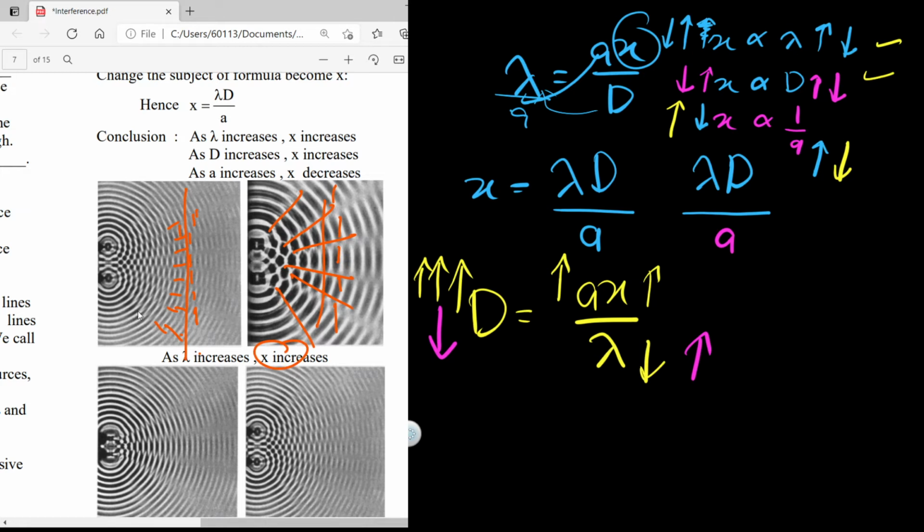Where is lambda? You can see here lambda is the distance between crest and crest, trough and trough. Here it is longer, right? So as lambda increases, X will increase.